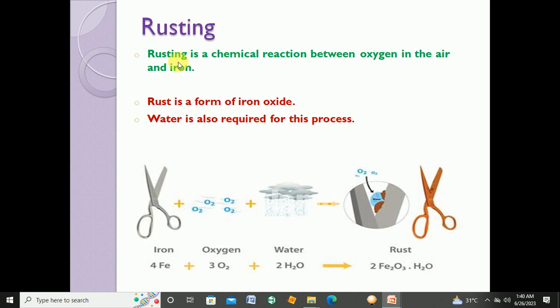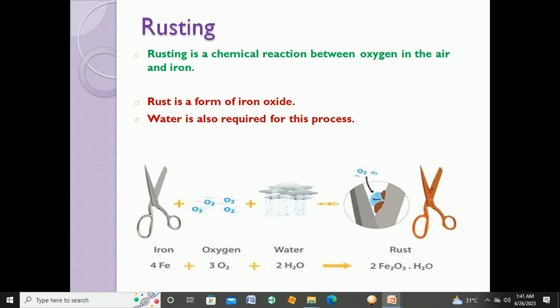The second process that uses oxygen is rusting. Rusting is a chemical reaction between oxygen in the air and iron. Rusting is a chemical reaction between oxygen and iron in the presence of air, and another factor required for the process of rusting is water. Water is also required for this process, and rust is a form of iron oxide. This is so important, and you have to learn this. Rust is a form of iron oxide.